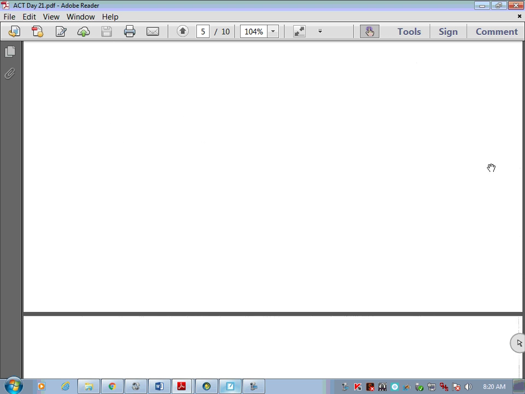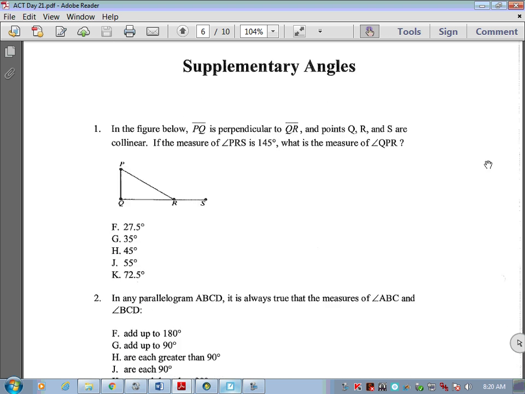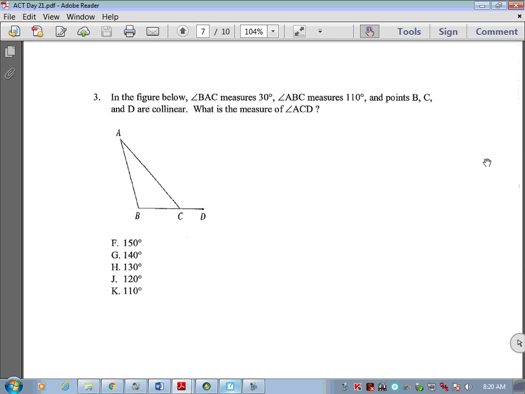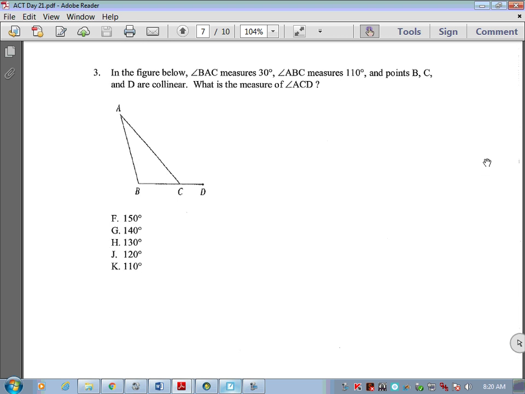Let's see, supplementary angles. 1 is J, 55 degrees. 2 is F, add up to 180 degrees. 3 is G, 140 degrees.